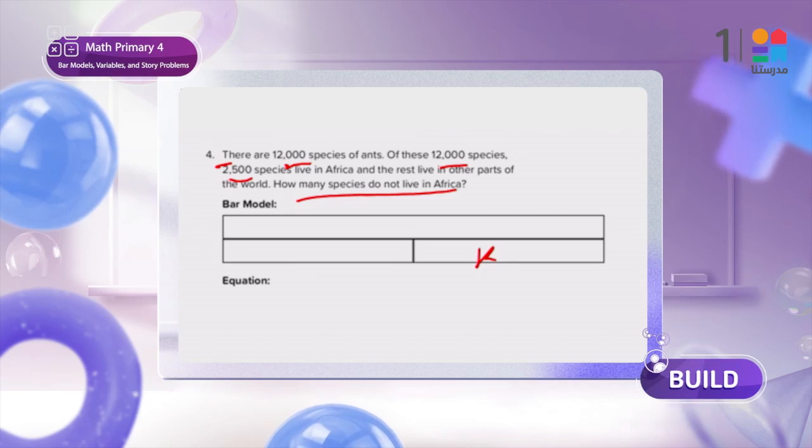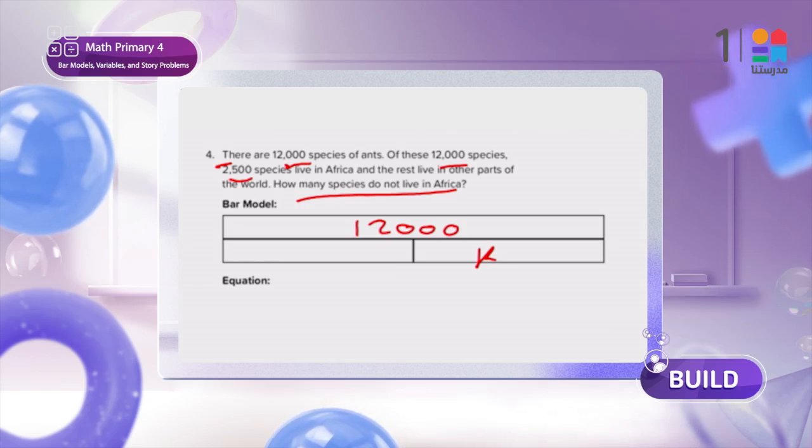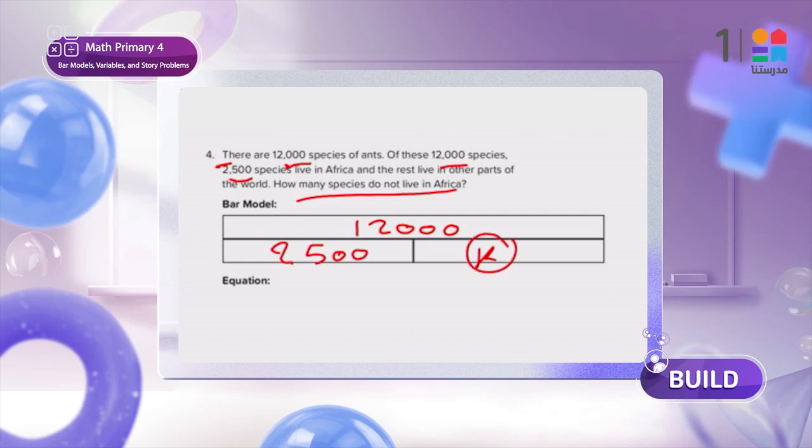Yes, the whole number here is 12,000. This is the whole number. And what is the known number? The known number is 2,500, as you see here. So, to find k, can you write the equation now?